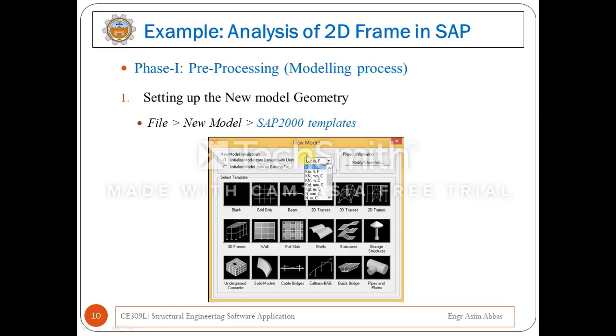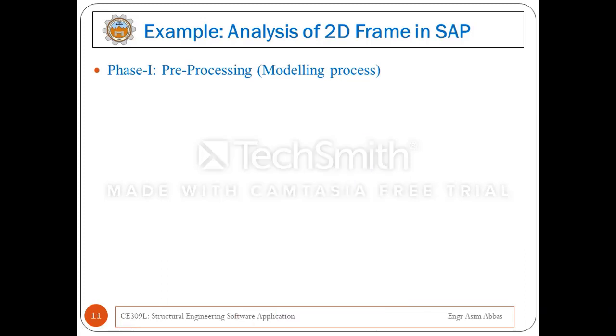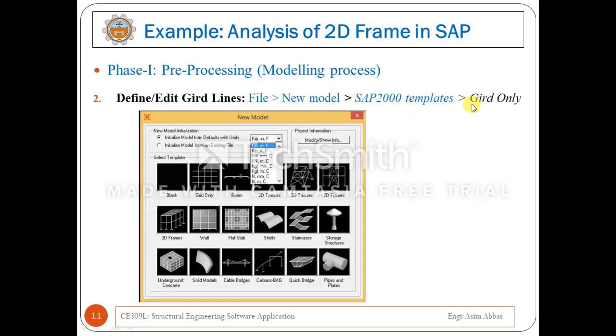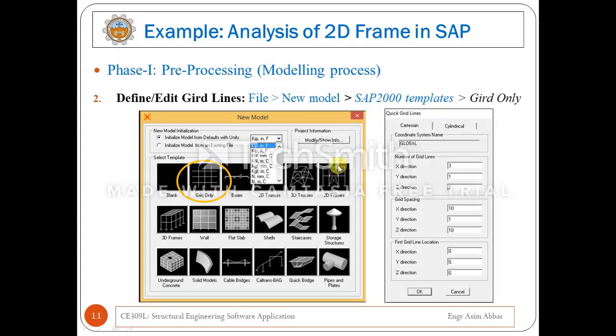From here you can apply different units as per your requirement. Once the new model is created, the next step is to define and edit grid lines. For that, you will click on File, then New Model, SAP 2000 templates. From here you will click on Grid Only, right? When you click on Grid Only, this window will appear.